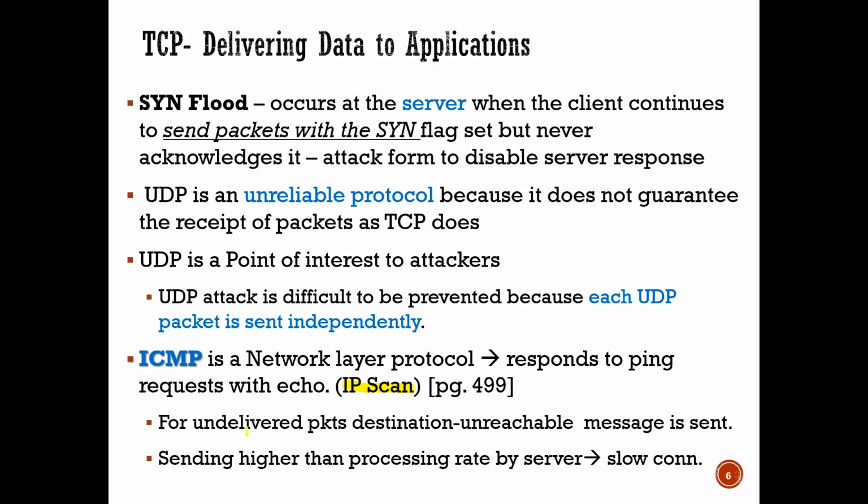For undelivered packets, a message is displayed telling the client that the destination is unreachable. This message is sent by that protocol, and then by sending a very high number of packets, more than the processing rate capacity of the server, this will of course slow the connection in the server. At the end, it makes the server disabled.